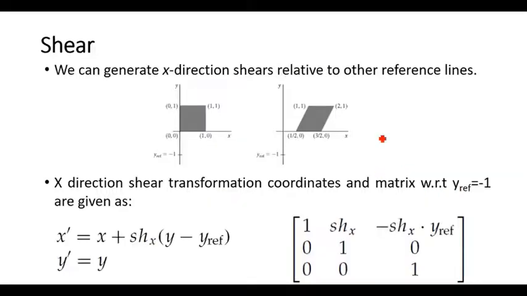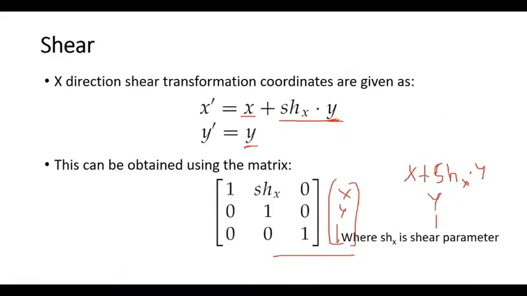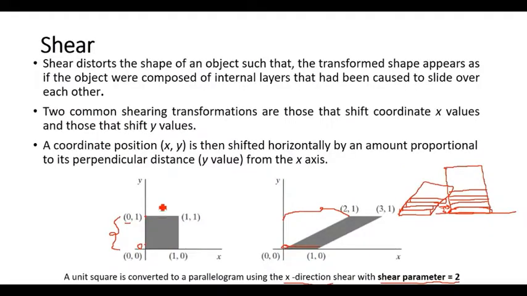Similar to this, the y direction can also be done. With respect to y direction, x dash will be x, but y dash will be y plus SHY into x. It's the same effect. Instead of moving like this, we would tilt the object like this, with respect to the line x equal to 0, that is the y-axis line. So with this line, if we do the shearing.